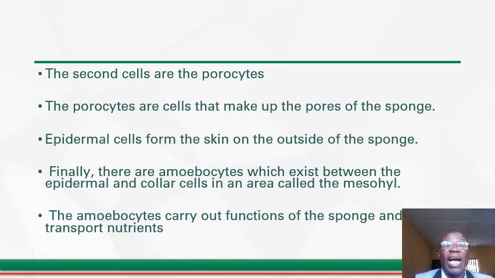The second cells are the porocytes. The porocytes are cells that make up the pores of the sponge. The epidermal cells form the skin on the outside of the sponge. Finally, there are what we call amoebocytes, which exist between the epidermal and the collar cells in an area that is called the mesohyl. The amoebocytes carry out functions of the sponges, and they are the ones that transport nutrients.